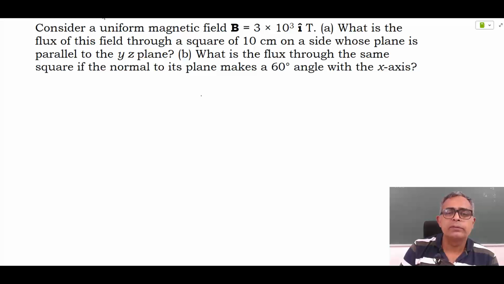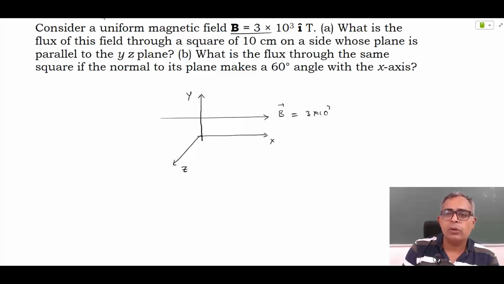So let's draw this. This is x-axis, this is y-axis, this is z-axis, right? So it is given that magnetic field is along x-axis. So magnetic field will be in this direction. So this is the magnetic field, 3 into 10 to the power 3 I cap Tesla. Now we have a plane that is parallel to YZ plane. So this is the plane and this is a square plane. Each side is of 0.1 meter. So you have to calculate the flux through this plane.